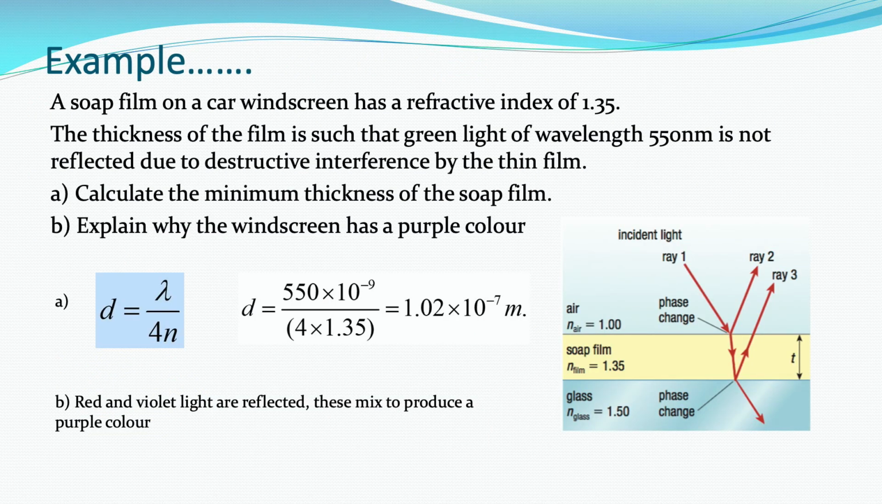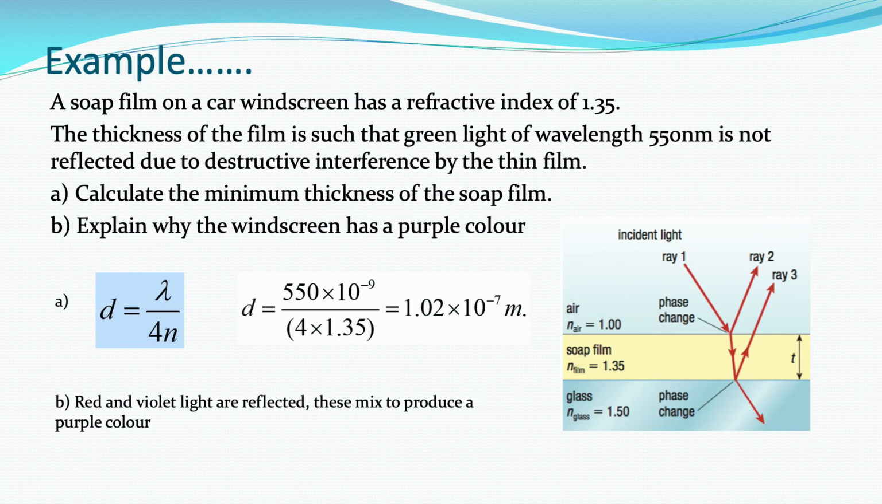So if we have a soap film on a car windscreen and that soap has got a refractive index of 1.35, the thickness of the film is such that green light with a wavelength of 550 nanometers isn't reflected due to the destructive interference by the soap film. We have to calculate the minimum thickness then of the soap film. That relationship is on your relationship sheet.